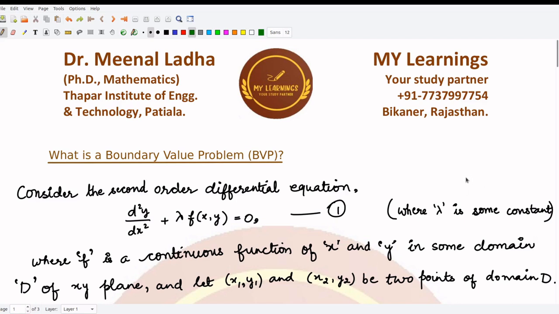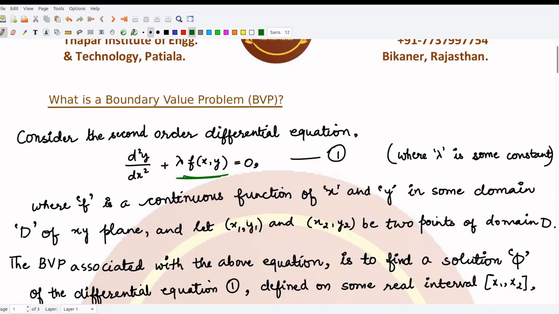For that, let's look at this second order differential equation. I'm considering this general case second order equation d2y by dx2 plus lambda F of x, y is equal to 0, where lambda is some constant. What is this F of x, y? That is a continuous function of x and y in some domain D of the xy plane.